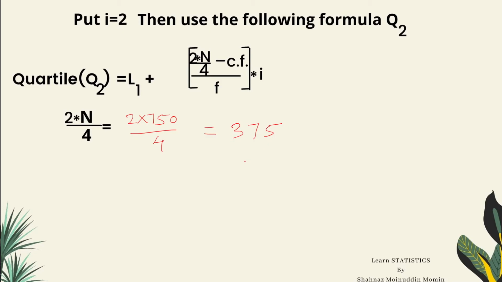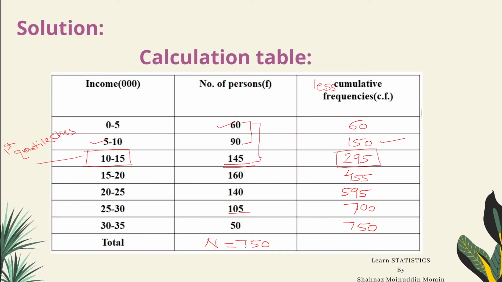and it comes out to be 375. Now search for a cumulative frequency just greater than or equal to 375. In the table, 455 is a cumulative frequency which is just greater than 375. Read the corresponding class, and that is nothing but 15 to 20. This class is the second quartile class.